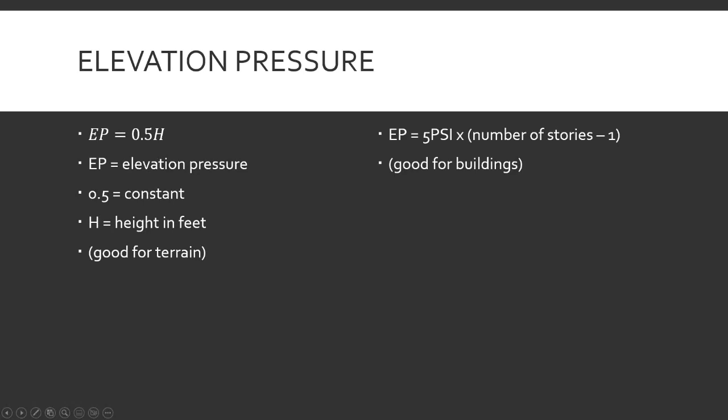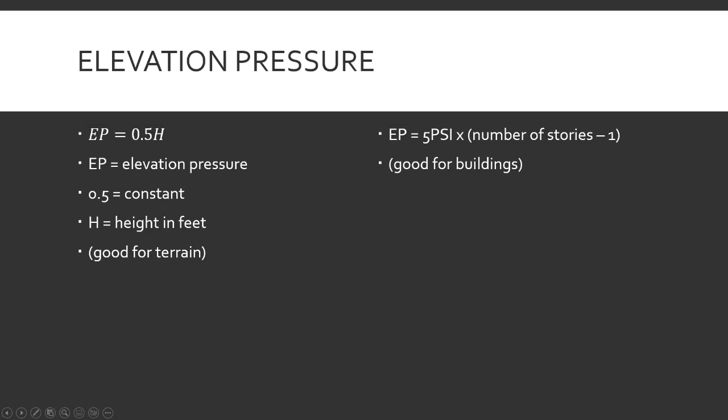Alright, next up is elevation pressures. There's kind of two formulas here. Elevation pressure equals 0.5 times H. EP is elevation pressure, 0.5 is our constant, and H is our height in feet. This is good for terrain. So, you're working up a hill, or the driveway slopes up and you're 20, 30, 40, 50 feet up a long driveway, that kind of thing.